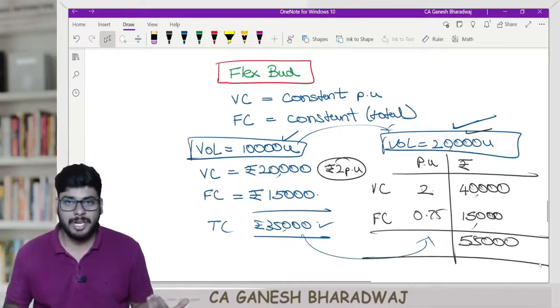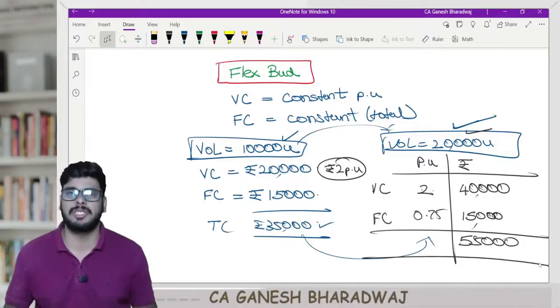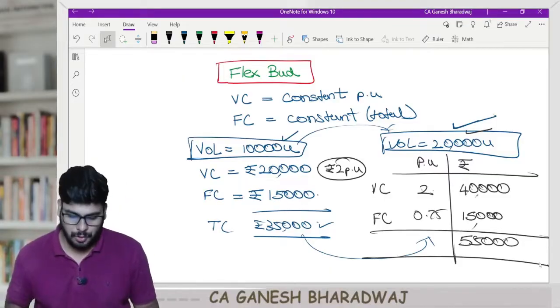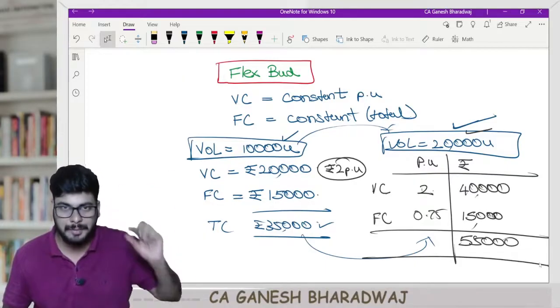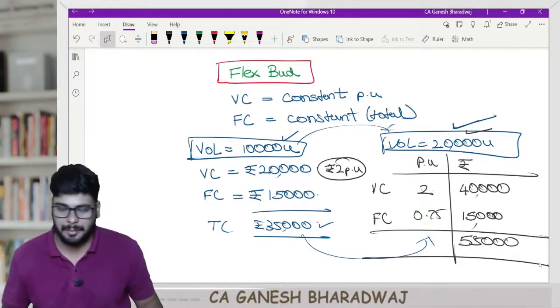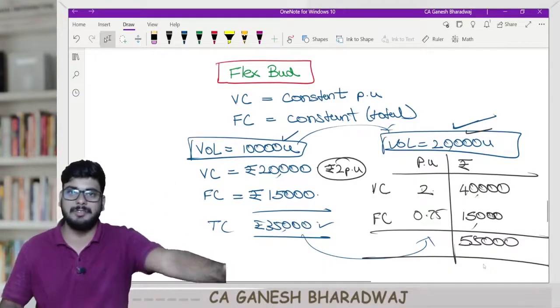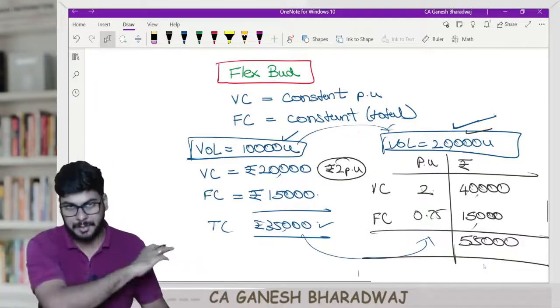So now basically this is all about the concept of flexible budget. So in flexible budget, you need to know that variable cost is constant on a per unit level, fixed cost is constant in total. So variable cost makes sense only if it is presented on a per unit level, fixed cost makes sense only if it is presented in total.